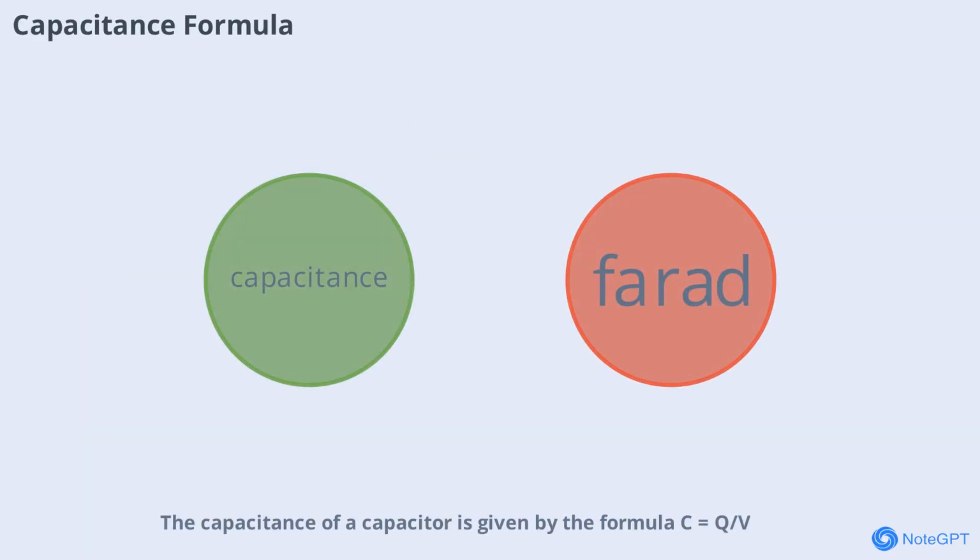The capacitance of a capacitor is given by the formula C equals Q/V, where C is capacitance, Q is the charge stored, and V is the potential difference across the plates. The unit of capacitance is the farad, named after Michael Faraday. 1 farad is a huge amount of capacitance, and most practical capacitors are measured in microfarads or picofarads. This formula helps engineers design circuits that store and manage energy efficiently.